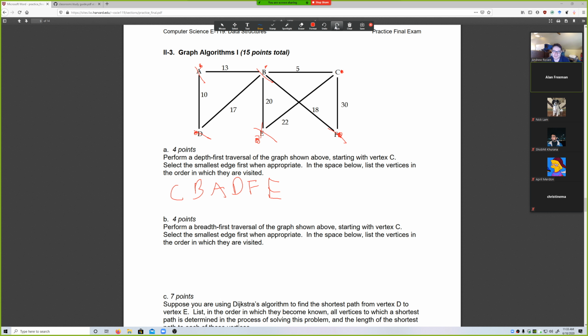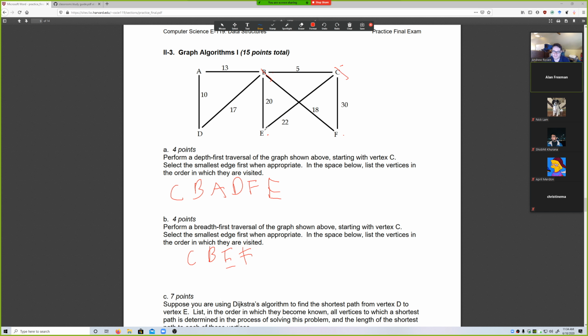Now for breadth first search, that's actually even easier because we're just going to go and explore the edges. We go through all of our neighbors in order. So C will go to B, E, and F, right? It's going to go to B first because smallest edge. Select the smallest edge first when appropriate. C, B, E, F.